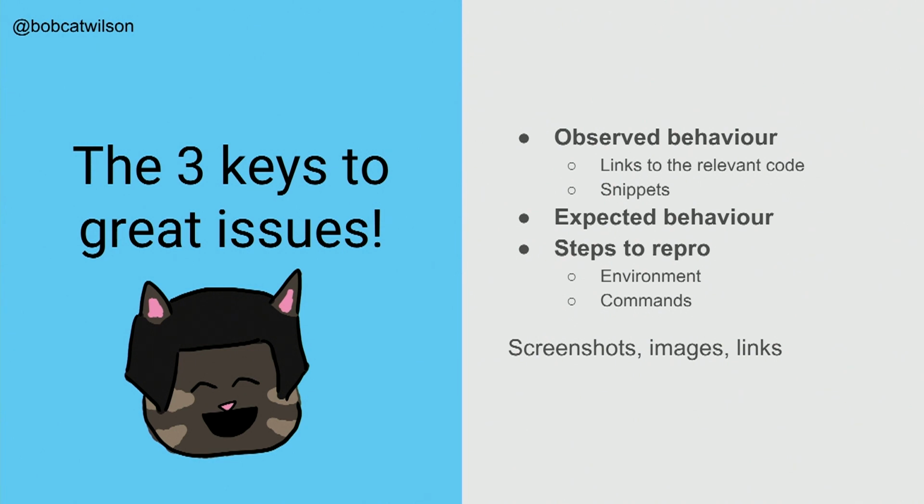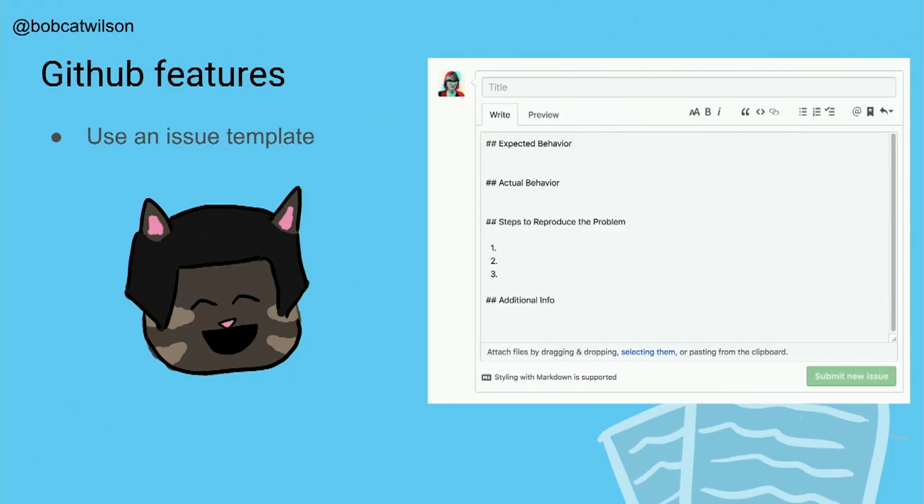So the first one, what does the software do right now? And this is a great place where you can link to code, you can provide snippets, you can include screenshots. Secondly, what do you want it to do? So what would it be like if the bug wasn't there or if the feature was added? And then lastly, how can I reproduce this? So what environment setup do I need? What commands can I run? That kind of thing.